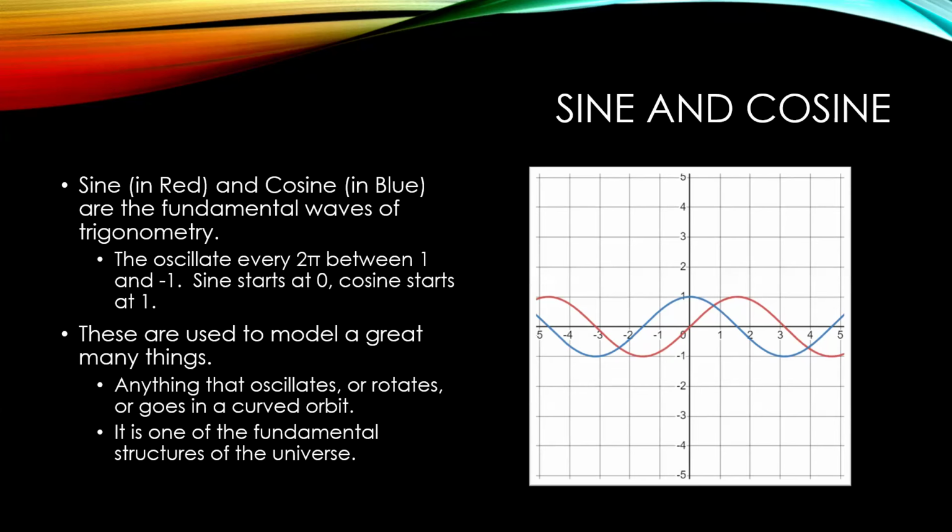Here is sine and cosine. And so sine is in red and cosine is in blue. And so note that sine starts at 0, 0 and cosine starts at 0, 1. But then they just oscillate. And so they're going to repeat themselves every 2 pi, but they're going to go down and up and down and up and create this wave-like pattern all the way throughout. We use these to model a lot of things. Anything that is rotating, anything that is oscillating, any curved orbits. Sine and cosine, they are some of the fundamental motions of the universe. And so we see them a lot.